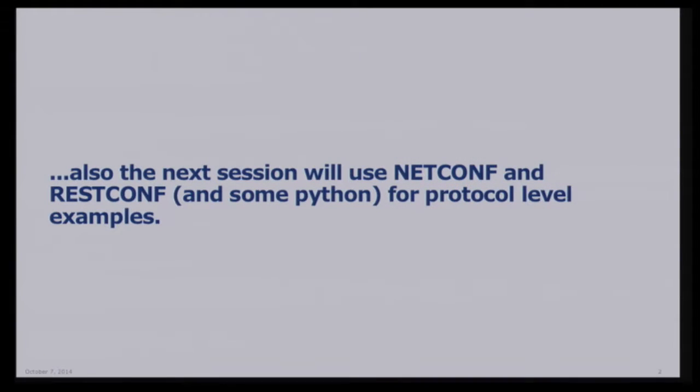And let me try the clicker. Good. As I said, the next session will also use two protocols, NETCONF, and we'll look a little bit at the RESTconf protocol, or the protocol that will eventually be called RESTconf, for protocol level examples.